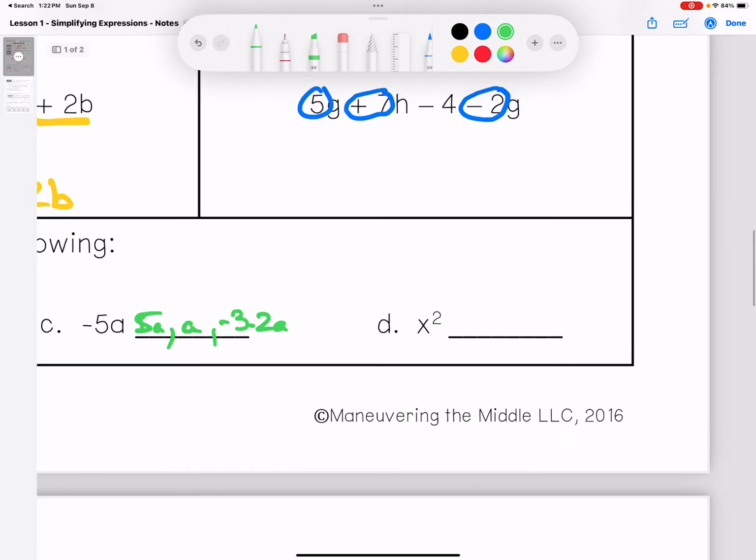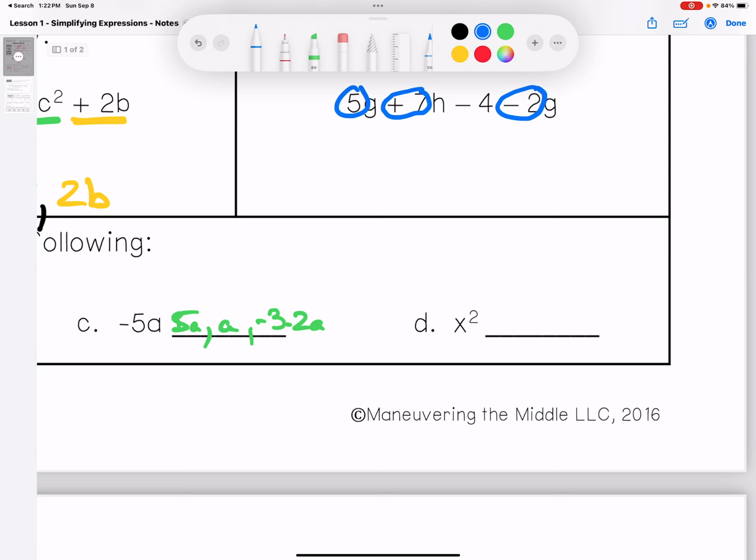And the last one, what is a like term to that? You just put any number in front of it. So it would be 2x squared, negative 100x squared. It could be even half x squared. Okay? It could be whatever.